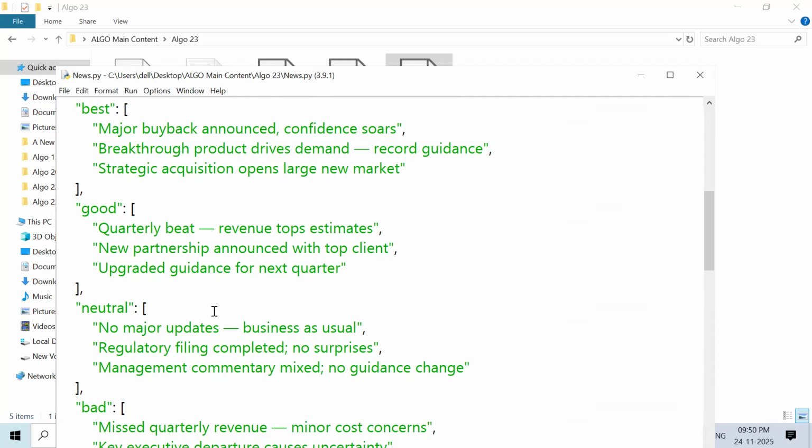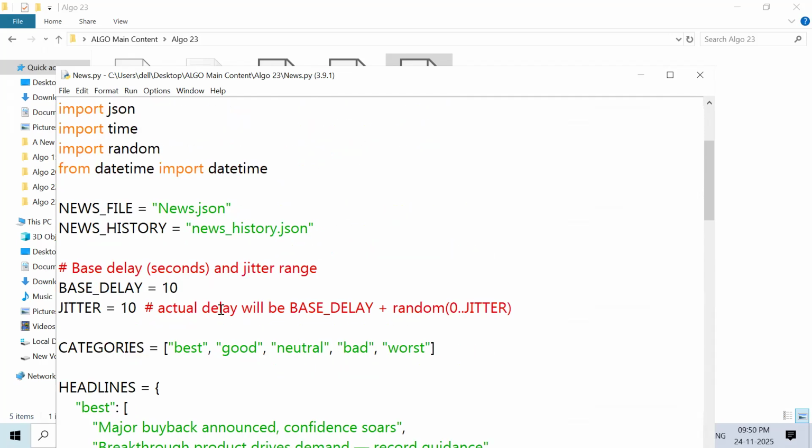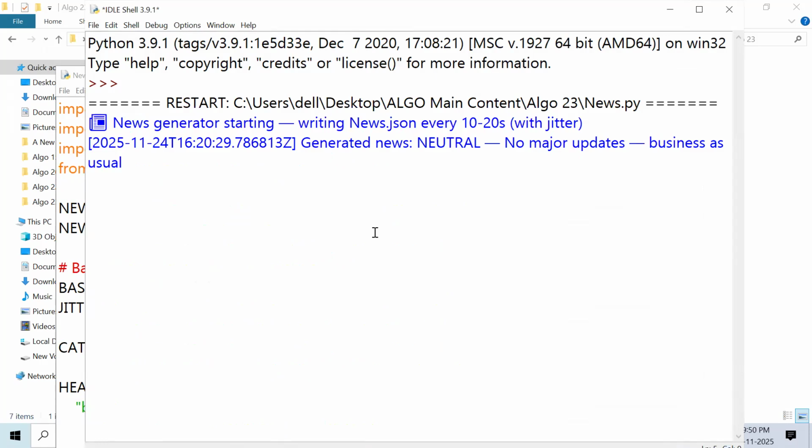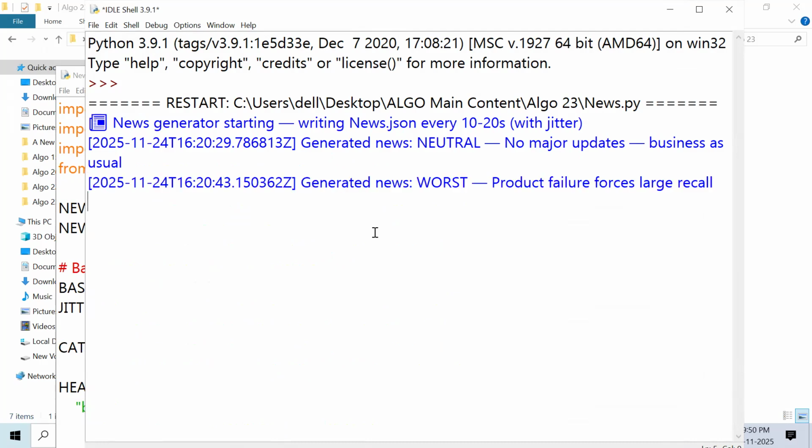It gives this news randomly. We have no control over it. So once I run this, you can see the news has started. It starts generating the news. It's a neutral news. No major update. Business is as usual. After 10 to 15 seconds, it is going to generate one more news. Okay, worst news has come. Product has failed. They recall all the product which has been in the market.